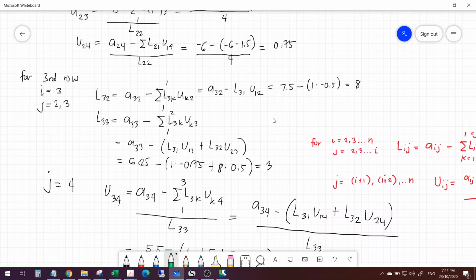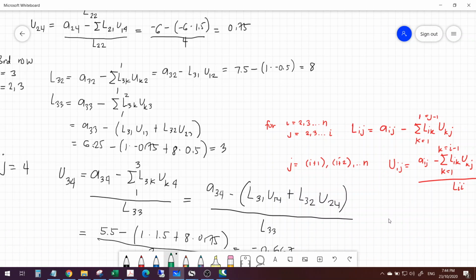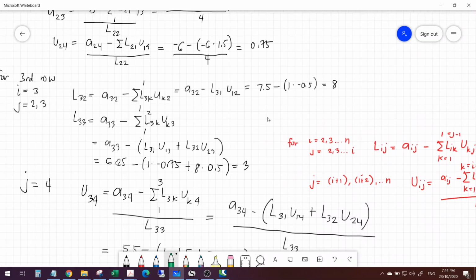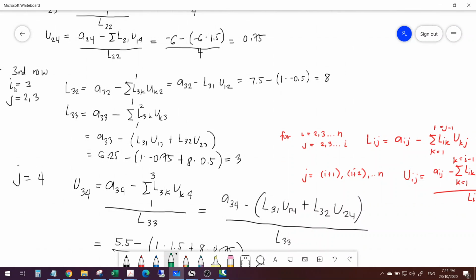Okay, where's that? Third row. So I copied again the formula so you can recall. For the third row, therefore I is now 3. Then again, we have J equals 2, 3, and 4. So we have now I is equal to 3, so L31, or sorry, L3... so L32, L33.